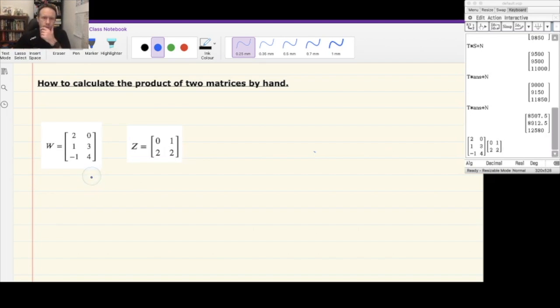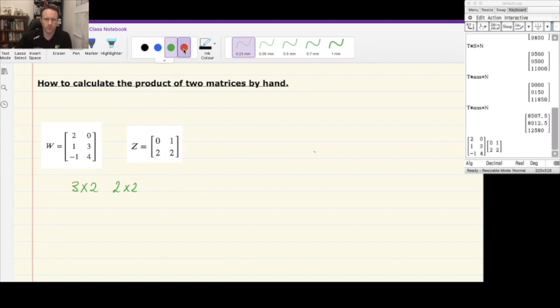There's a couple of things I need to start with here: are they defined, and what is the product matrix going to look like? What's the order of the matrix at the end? Is it going to be a 2 by 3, a 6 by 10, etc.? To do that, first write out the order of the two matrices. We've got a 3 by 2, and a 2 by 2.